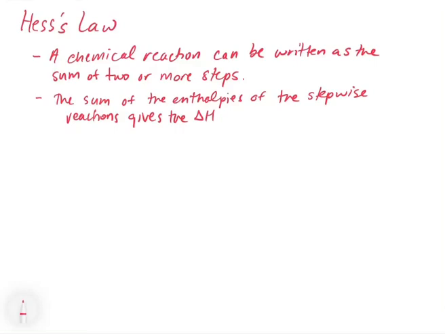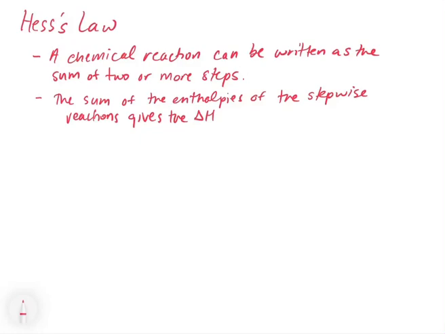In this video, we're going to look at Hess's Law. And what Hess's Law says is that a chemical reaction can be written as the sum of two or more steps. And when you take these steps and you add together their individual enthalpies, you get the delta H for the reaction that you're interested in.